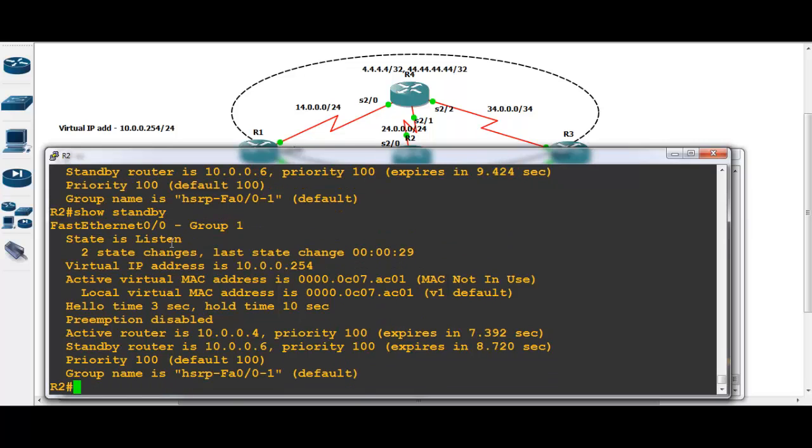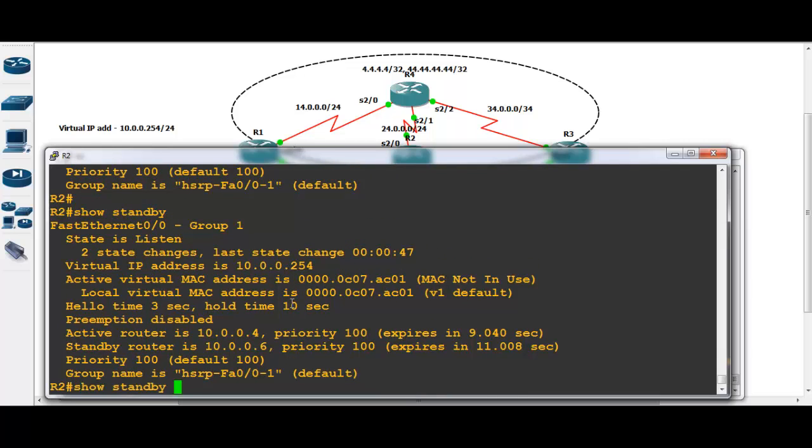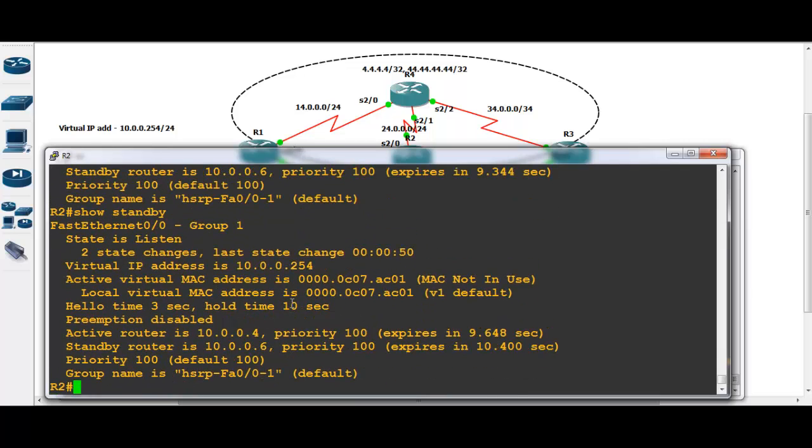It will be a bit slow, because the timer is, you see, the hello timer is 3 and the hold timer is 10. So it will be a bit slow. It won't be as fast as you saw in VRRP. But if you want to change the timer, you can change the timer. Since there are 3 routers, it's still in listening state. It'll take some time.